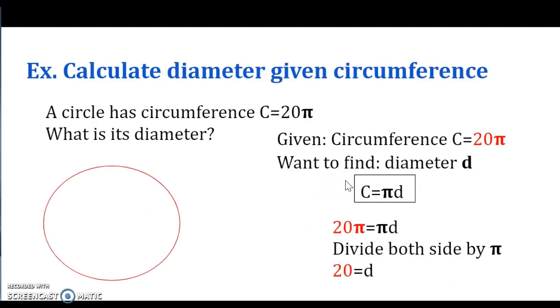Okay, let's try to calculate the diameter given circumference. If you're given circumference to be 20 pi, and we're trying to figure out diameter this time, then we know 20 pi is pi times diameter. So I set those two equations equal to each other. Then since I see pi and pi on both sides of the equal sign, I can divide both sides by pi, and you're left with diameter is equal to 20 units.